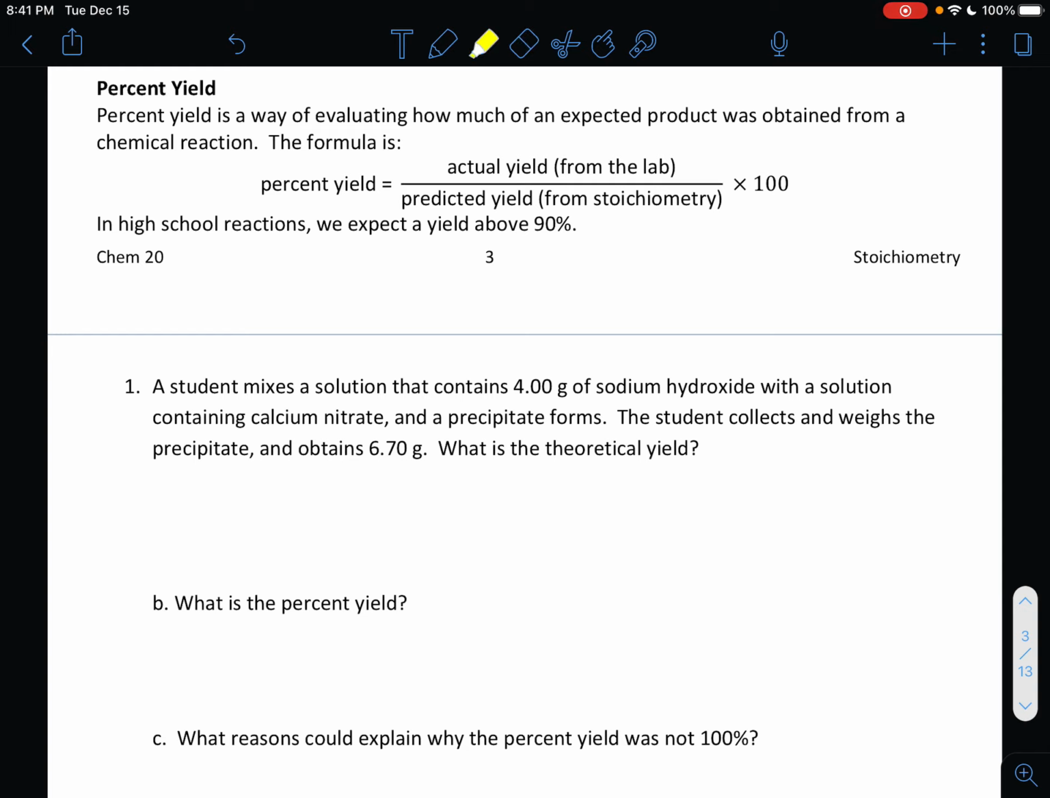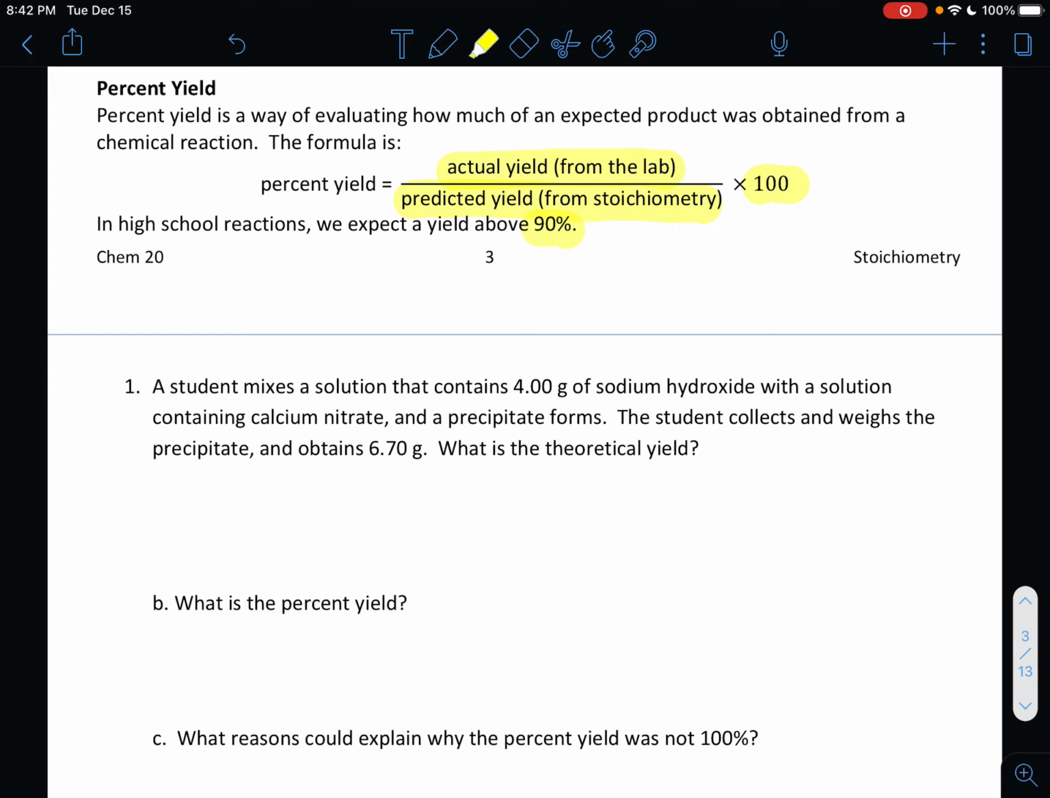And so to calculate that, you can see that percent yield is the actual yield, so what you got in the lab, over the predicted yield, so what we expected from carrying out some stoichiometry. And again, it's a percent, so we multiply that by 100. Now, for high school in the labs that we do, you're going to see that our percent yield is relatively high. We have expectations of getting pretty high numbers. Not all reactions will get you 100% of the products that you want.